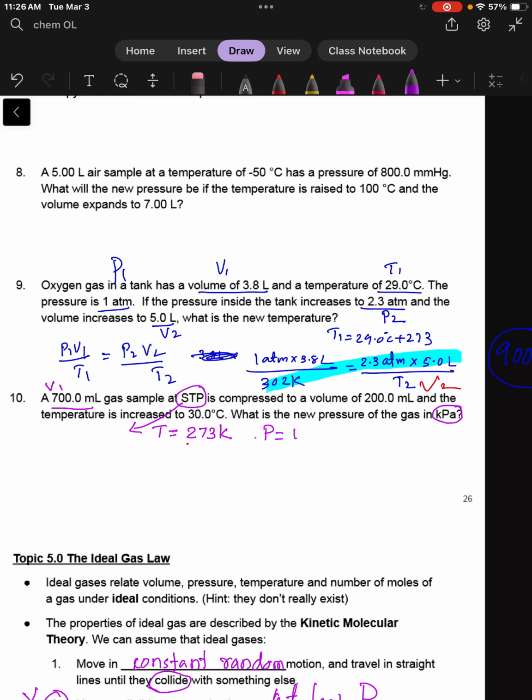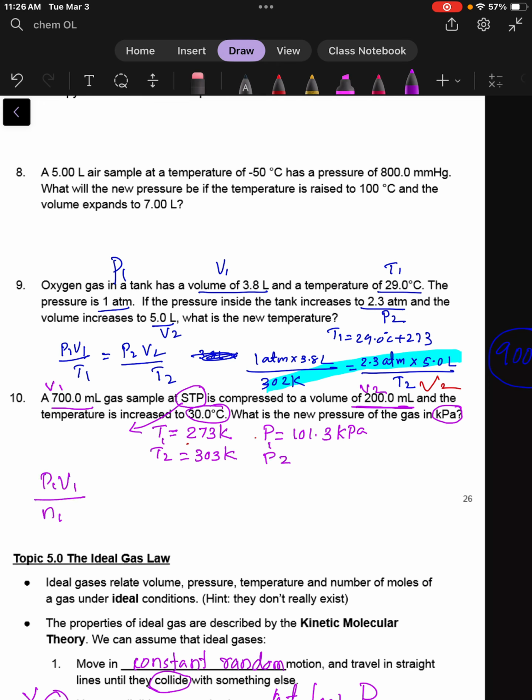But this one is asking in kPa, so I'm going to pick the value in kPa. Otherwise, I have to do the unit conversion, and I don't want to do that. So this is your T1 and this is your P1. Compressed to volume V2, and the temperature is 30 degrees Celsius, so T2 will be 30 plus 273, which is 303 Kelvin, and you are going to find P2.